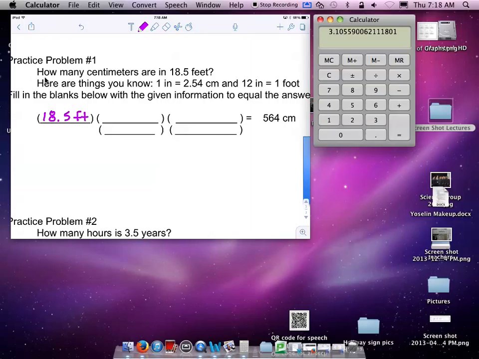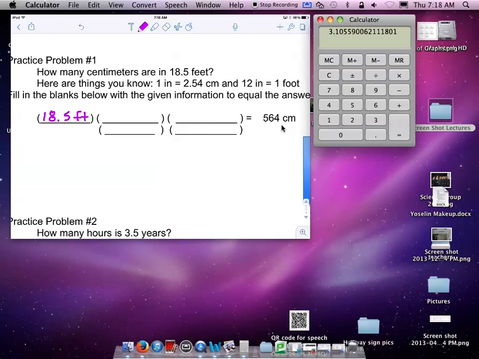Now, at the end, I want to know how many centimeters there are in 18.5 feet. So I've got to somehow get from feet to centimeters. That's my ending goal. So I know that when I'm done with my problem, I should be at centimeters. So let's figure out how we can make that happen.